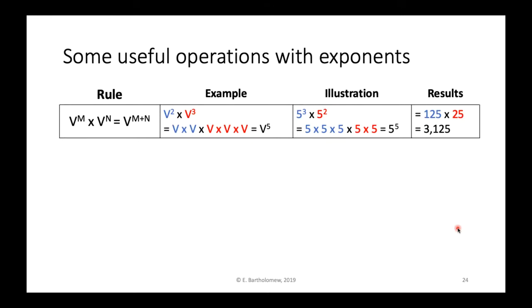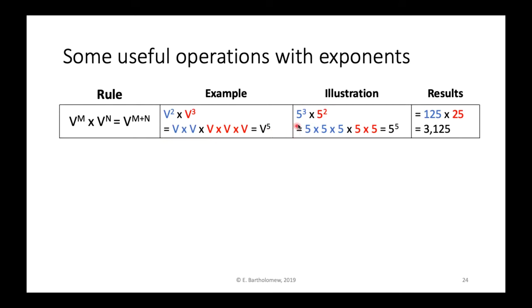So let's look at some other useful operations with exponents that we'll need in the future. Now we're always dealing here with the same base. So we've got the same base v, and we have v to the m, and we're multiplying it by v to the n. Well, it turns out that's the same as if we were to take v to the m plus n, okay? And to see why that's true, think about this example. We've got v squared times v to the third power, v cubed, and v squared is 2 v's. This is 3 v's, so we've got 5 v's.